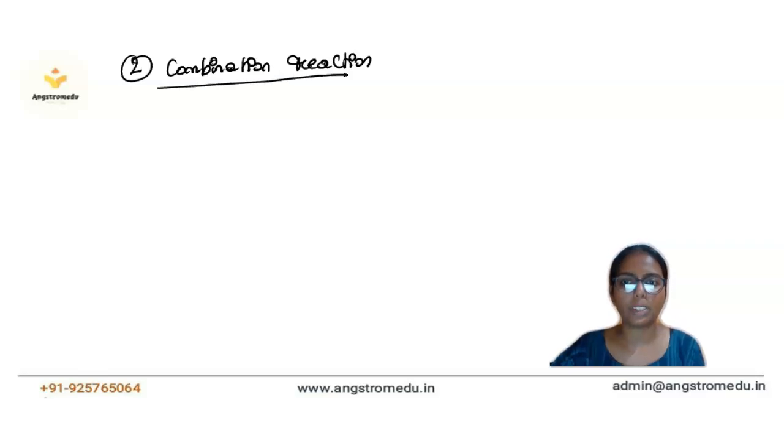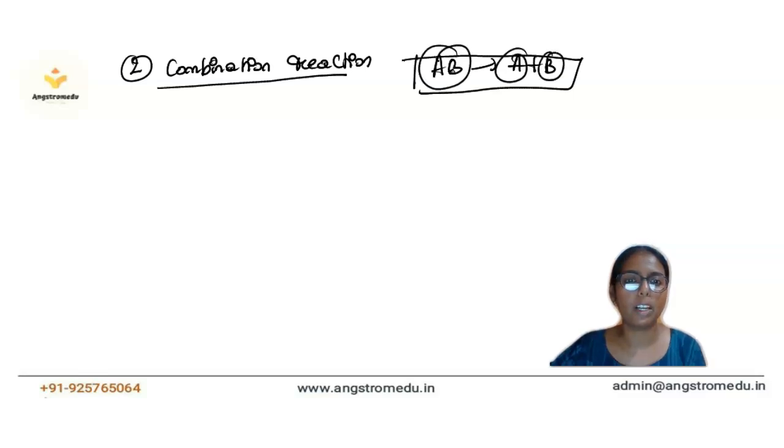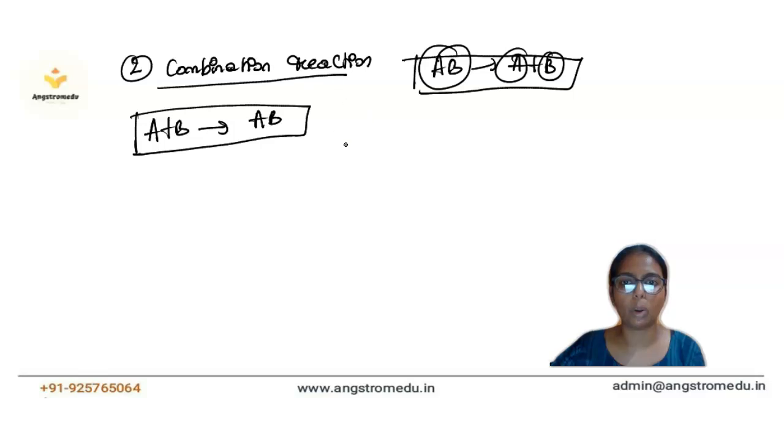So the combination reaction is just the opposite of the decomposition reaction. In the decomposition reaction, AB splits into A plus B. Here it is just the opposite. It means that two simpler compounds combine to form one complex compound. For example, A plus B gives rise to AB. So this is the general form of the combination reaction.